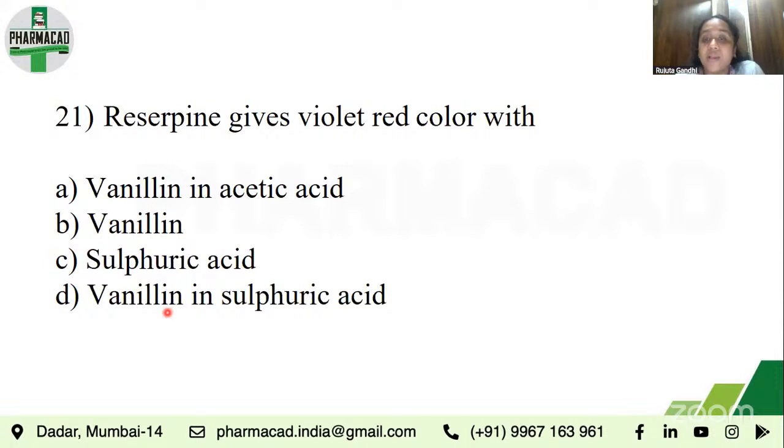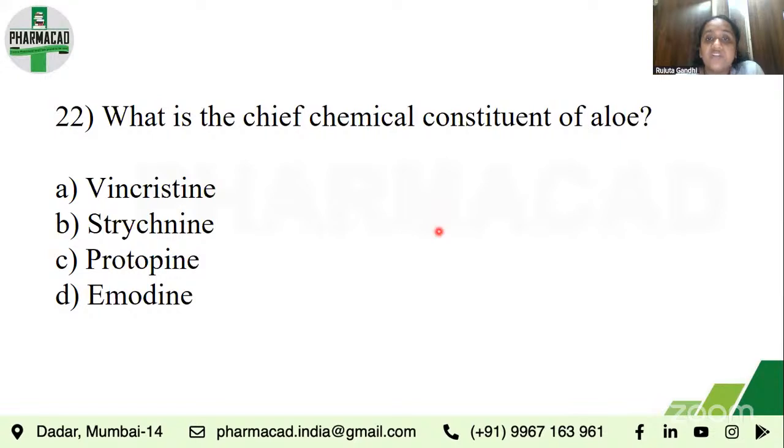Reserpine gives violet red color with... violet red color. Again, this is a test. Vanillic acid. So is it in acetic acid or sulfuric acid? So the answer to this is vanillin in acetic acid. Which of the following is the chief chemical constituent of aloe?